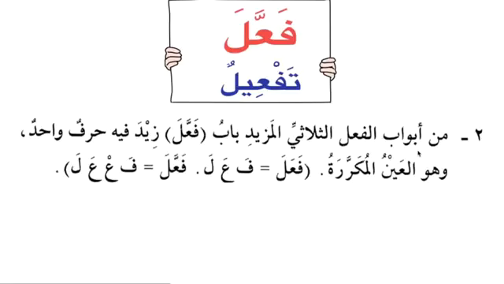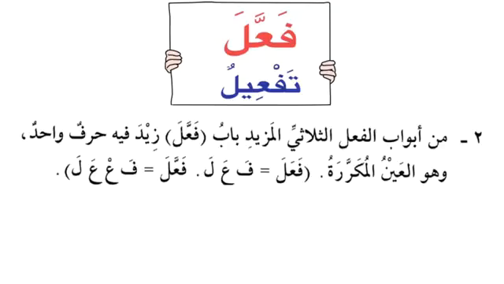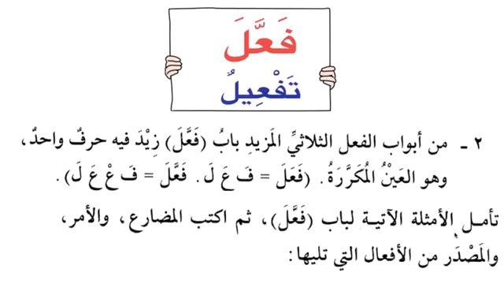From the types, these abwabs, this bab fa'ala zida, there is an increase in it. What is increased? Harfun wahidun, so one letter is increased. Wahuwal ainul muqarraratu, so the ain that is repeated. The ain kalima is repeated. Fa'ala, fa'ala. Ta'ammalil amsilat al-atiyati libab fa'ala. So ponder the examples for the bab fa'ala.